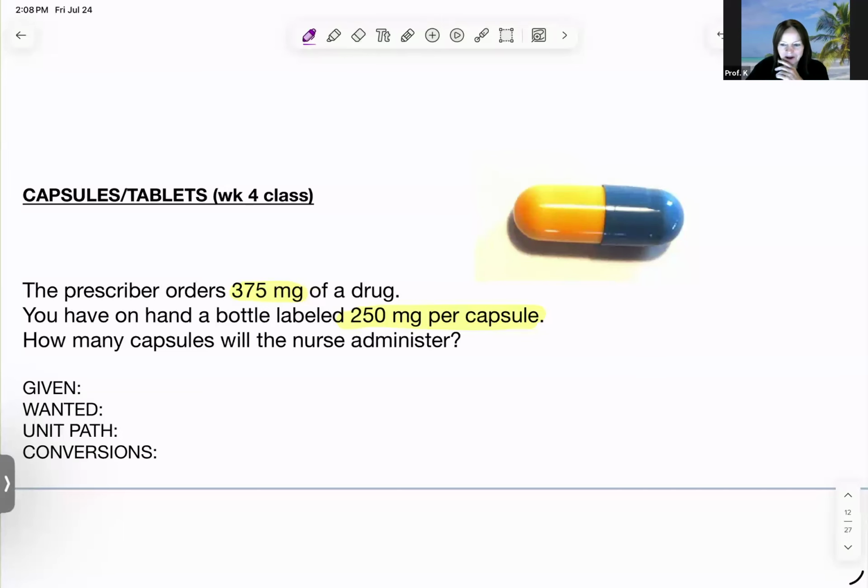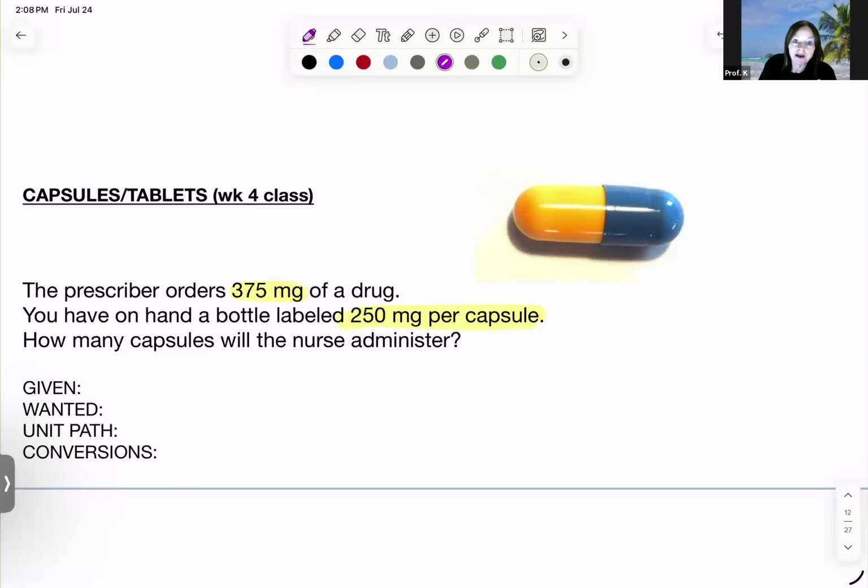All right, so I've got a couple of answers that are good. I love it. So let's do it together. All right. So in this question, what is my given? Does anybody know how to know the given? You mean what the doctor prescribed? Yes, very good. What the doctor prescribes is the given.